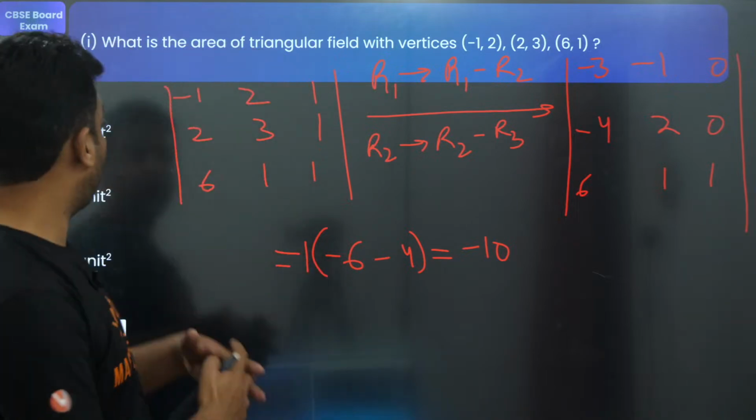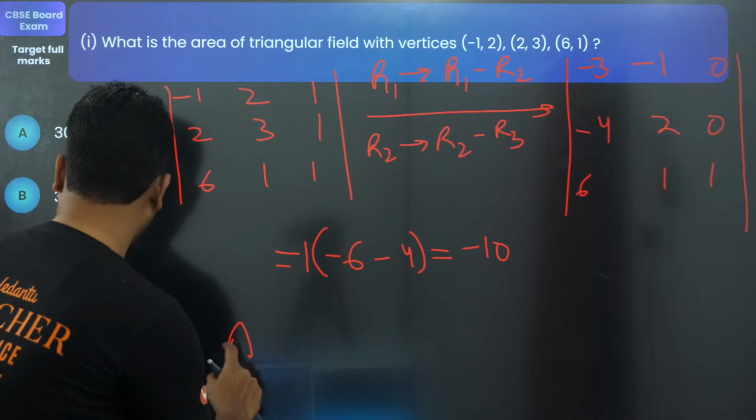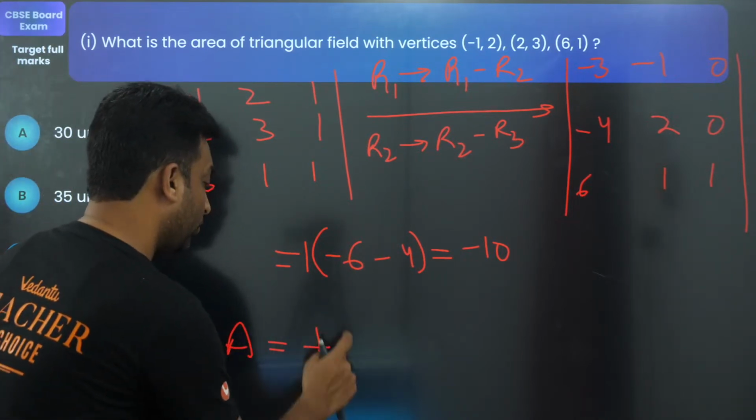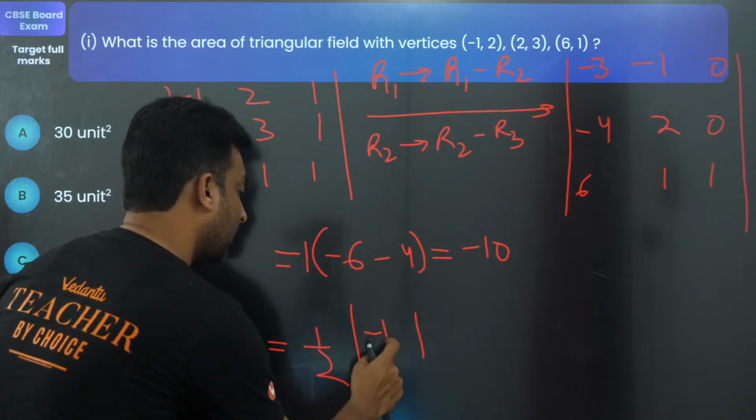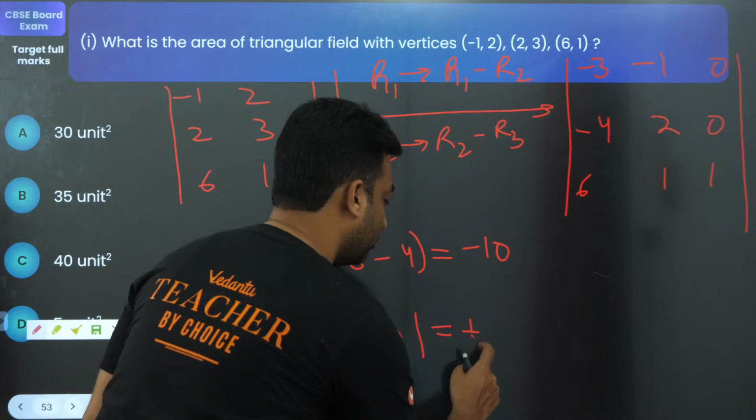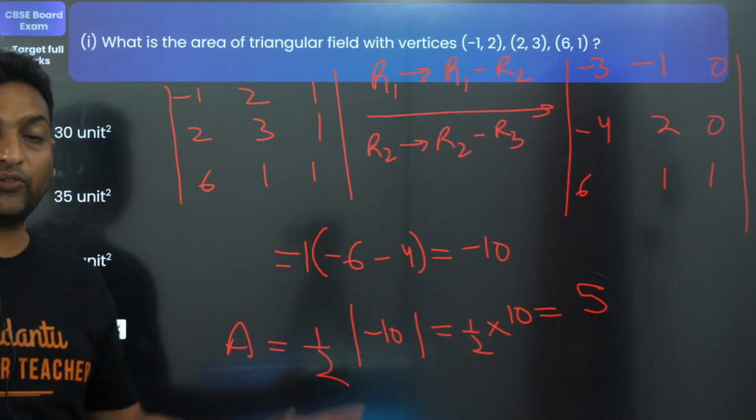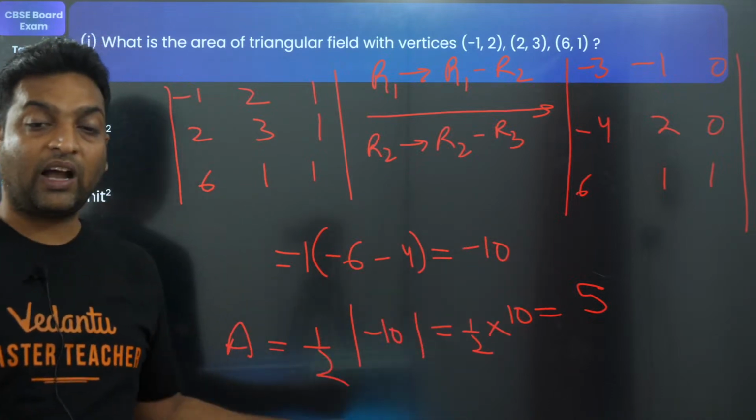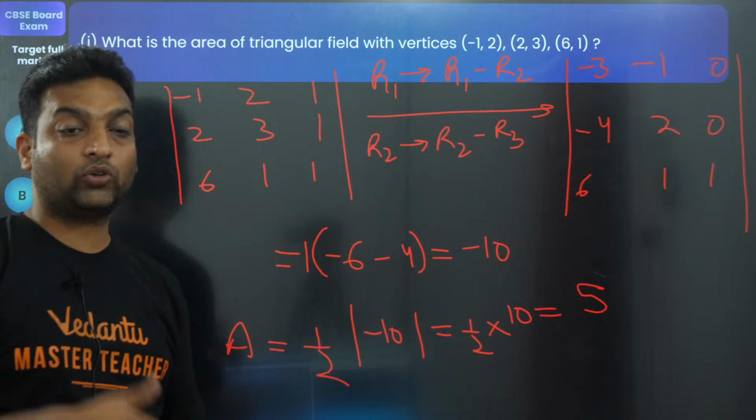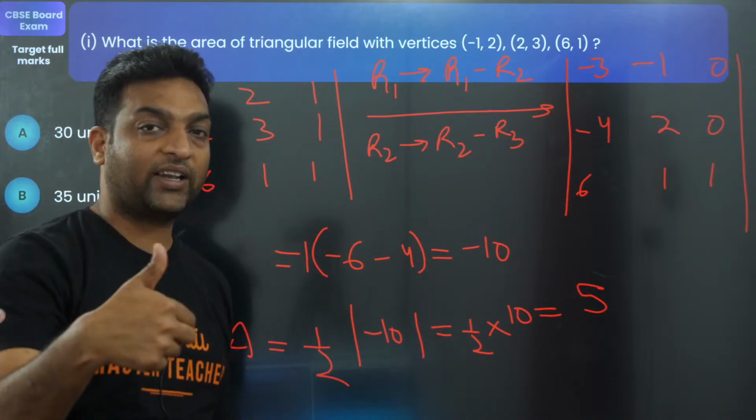Okay, now let's find the area of the triangle. The area of the triangle is half into the magnitude of this determinant, that is half into modulus of minus 10, that is half into 10, that is 5. First find the determinant, then half into the modulus of the determinant. Understood? Yes? Perfectly correct. Very good.